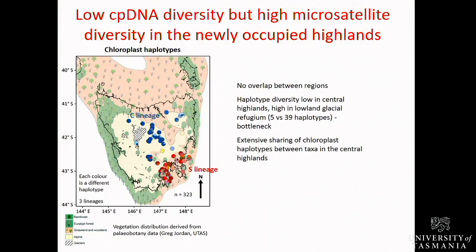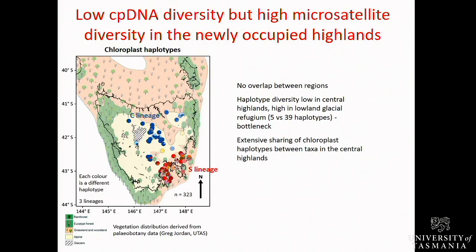So we sequenced the JLA region of the chloroplast genome, and this map just shows the haplotypes that were found at each of these populations. Each colour's a different haplotype, but the similar colours, the bluish colours, indicate similar groups of haplotypes. Three key results emerged from that. First of all, we found no overlap between the regions, comparing the putative glacial refugium with the recolonised or newly expanded area on the plateau. And that's something we've shown before, and we've talked about that already in other eucalypts this week.